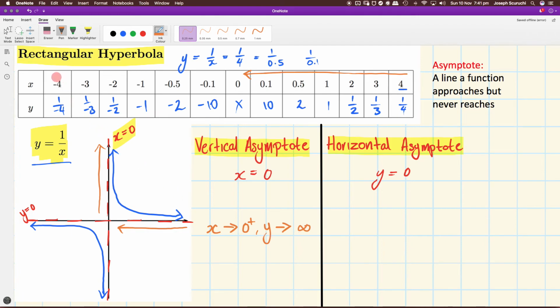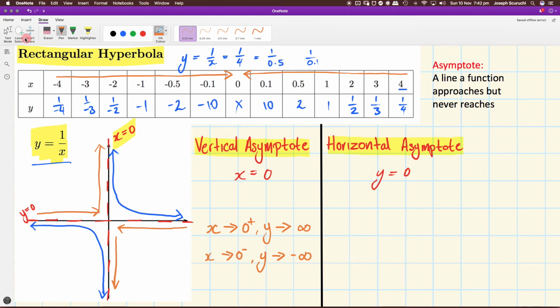Now what's happening when x approaches 0 from the negative direction? Let's look at our table of values. I'm going negative a quarter, negative 1/3, negative a half, negative 1, negative 2, negative 10. So as x approaches 0 from the negative direction, my y values are getting larger and larger negative numbers. In other words, my y is getting closer and closer to negative infinity. You actually can't get closer to infinity, but you know what I mean. I'm approaching negative infinity. Perfect.